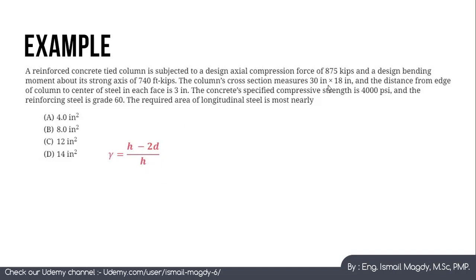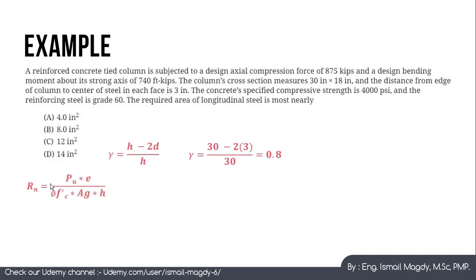h here equals (30 minus 2 multiplied by 3, which is 6) over 30, equals 0.8. We choose the 30, not the 18, because it said that the moment is about its strong axis. So this means we will refer to the graph where gamma equals 0.8.